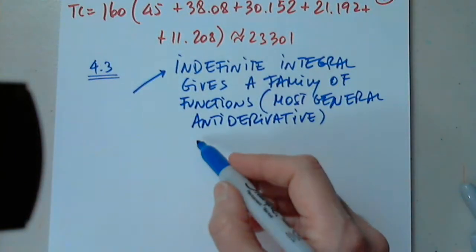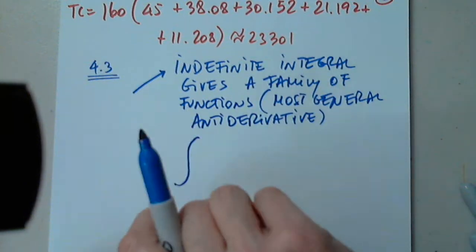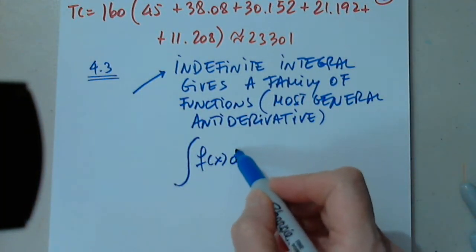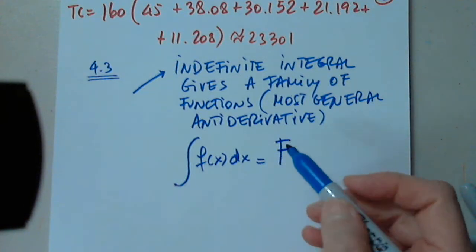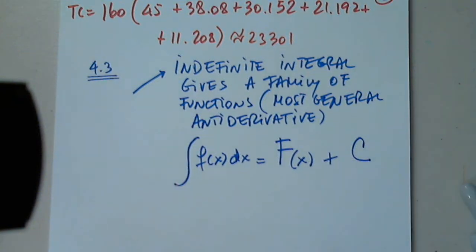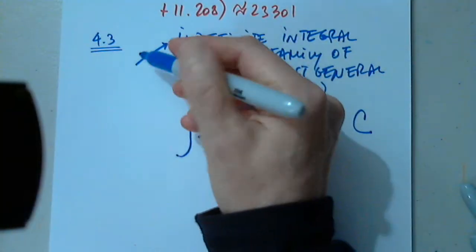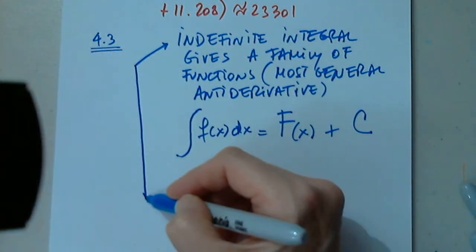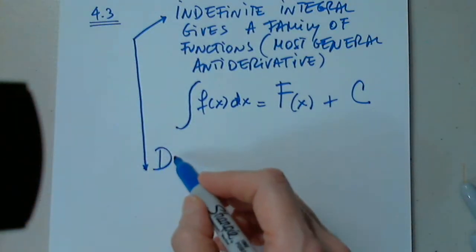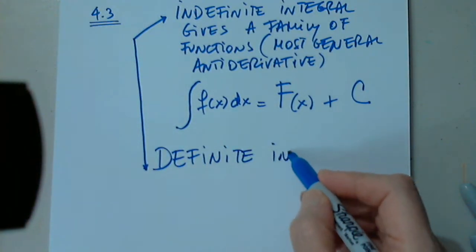How does this look? The integral, the sum of those areas, the stretched S, of f of x dx equals the uppercase F, the most general antiderivative of x, plus a constant c. That's the indefinite integral. Right now, we're going to talk about something else, something called a definite integral.